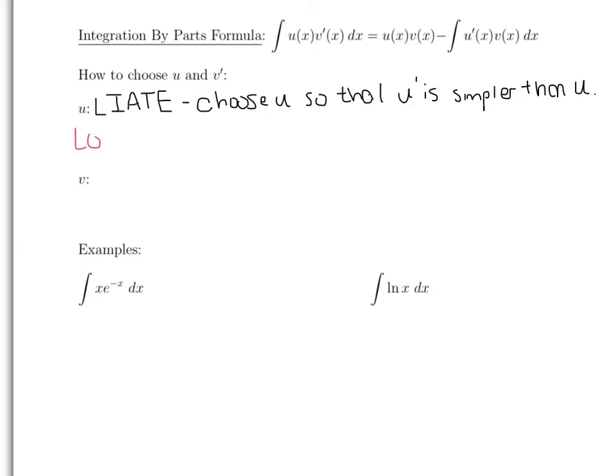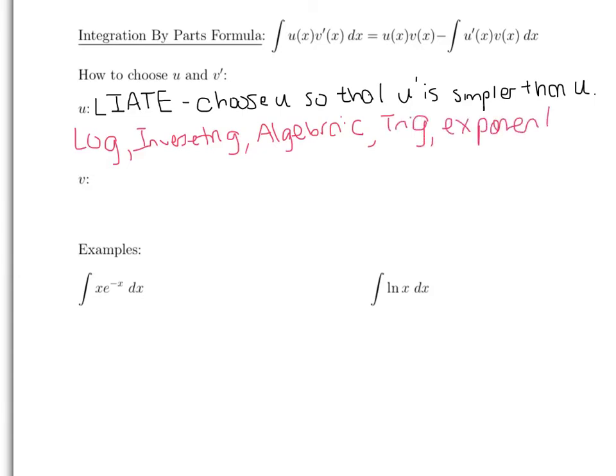In particular, LIATE stands for log, inverse trig, algebraic, trig, and exponential. So things that are pretty complicated to begin with, whose derivatives might be less complicated. Those are the things that you might want to choose for u. And then a v prime, it should be a v prime here, I don't know why I'm missing the prime part.